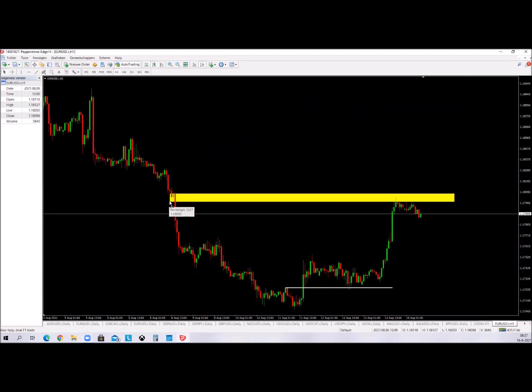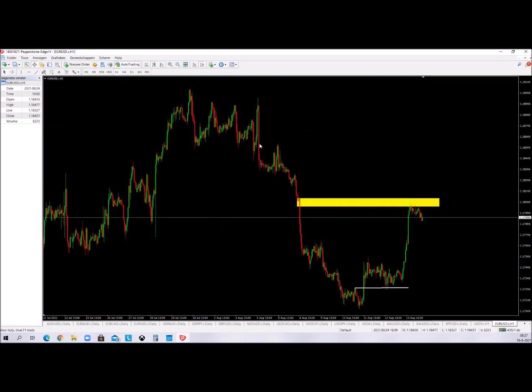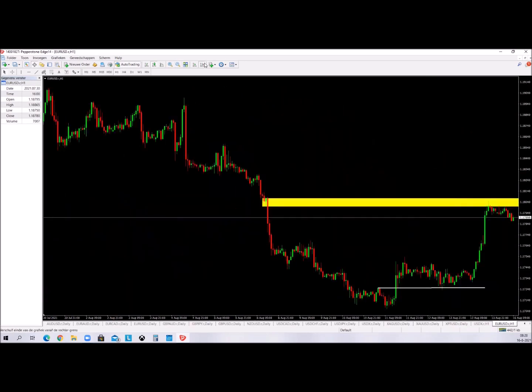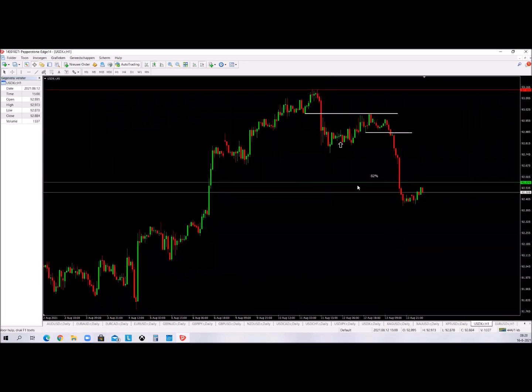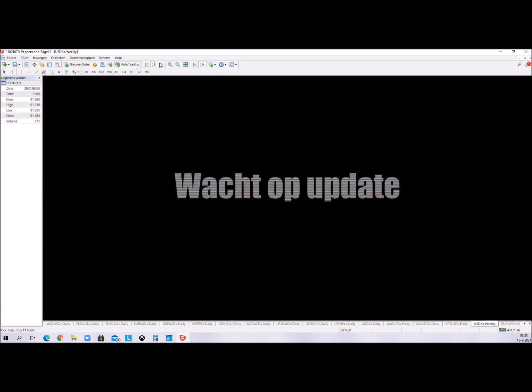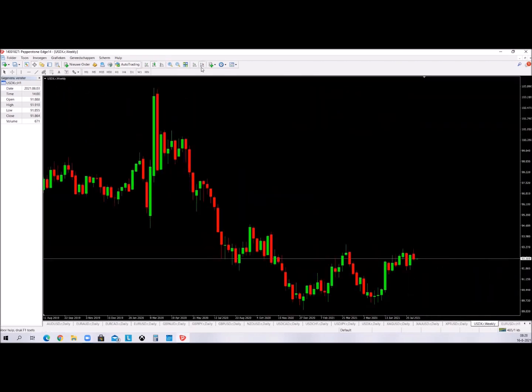and target the statistics, or target, for example, the next area of structure above market, which is this yellow box. So that's how you could use the dollar index chart. You can also, for example, go to the weekly time frame on the dollar index. Let me give you an example of that. Let's say you go to the weekly time frame.